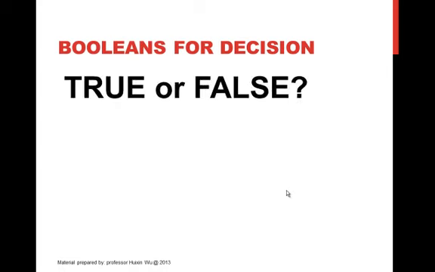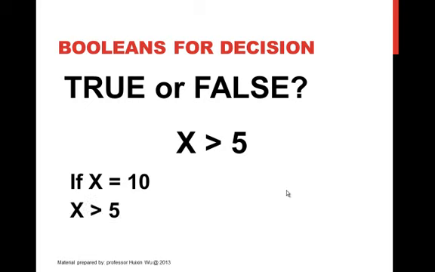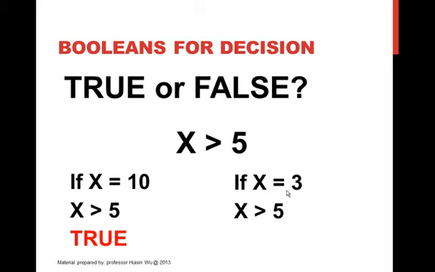A Boolean type can only be true or false. An expression such as x is greater than 5 is a Boolean expression. The expression evaluates whether the value associated with x is greater than 5. The result of that evaluation is a Boolean. It is either true or false. Hence it is a Boolean expression. For example, if x is equal to 10, then the statement is true, but if x is equal to 3, then the statement is false.